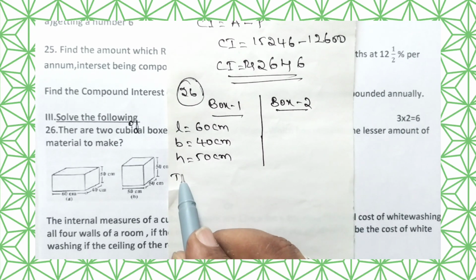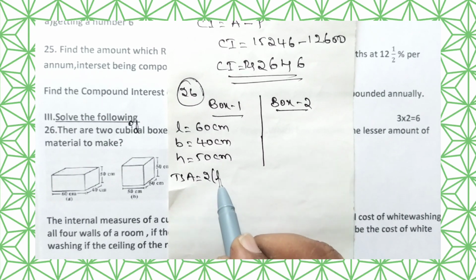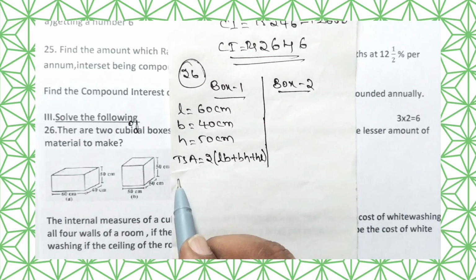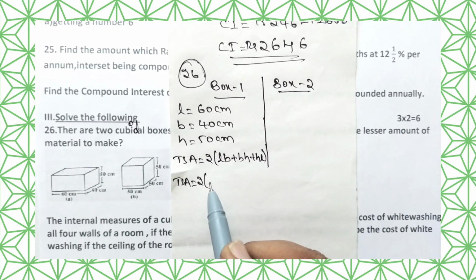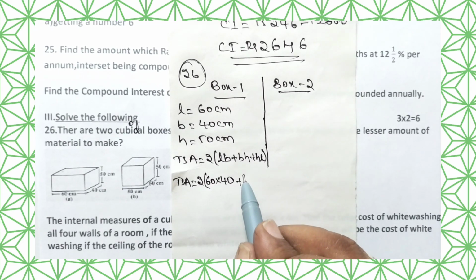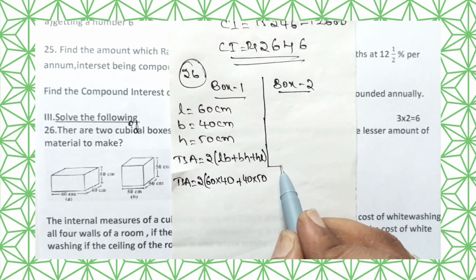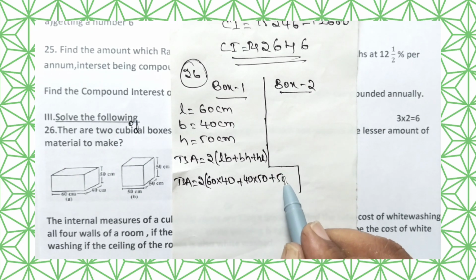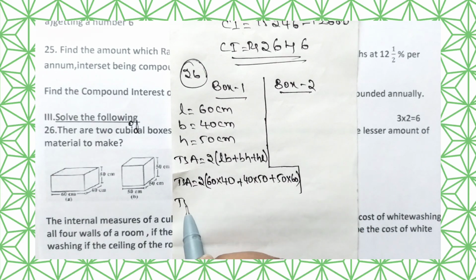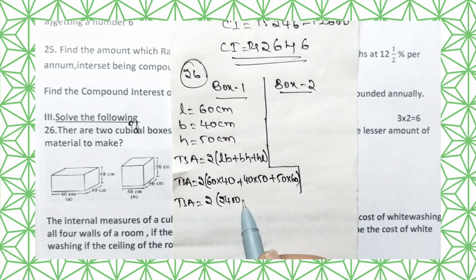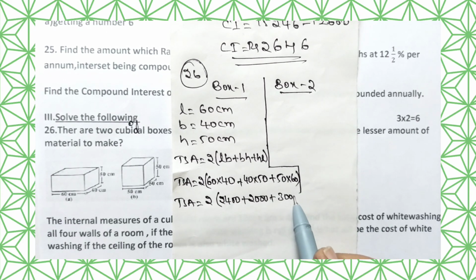So let us find the TSA of this. So TSA is equal to 2 into lb plus bh plus hl. So total surface area is equal to 2 into length is 60 into breadth is 40, plus breadth is 40 into height is 50, plus height is 50 into length is 60. So total surface area is equal to 2 into 6 4s are 24, 2400, 4 5s are 20, 2000, plus 5 6s are 30, that is 3000.